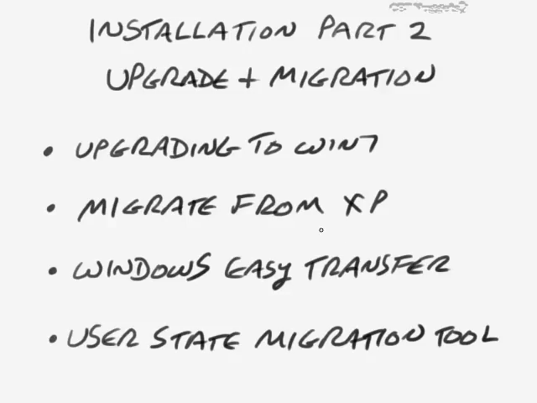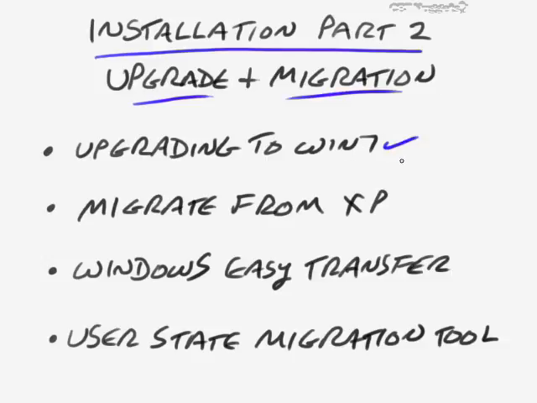In this nugget, we took a look at installation. This was part 2, where we talked about upgrades and migration. Remember, you can really only upgrade from Windows 7 to Windows 7, as in like a Windows Home Edition to Windows Ultimate, for example. Or you could upgrade from Windows Vista to Windows 7, but you cannot upgrade from Windows XP. For that, you have to migrate.